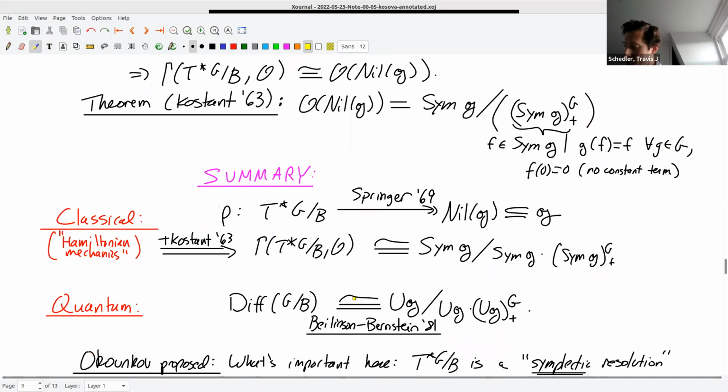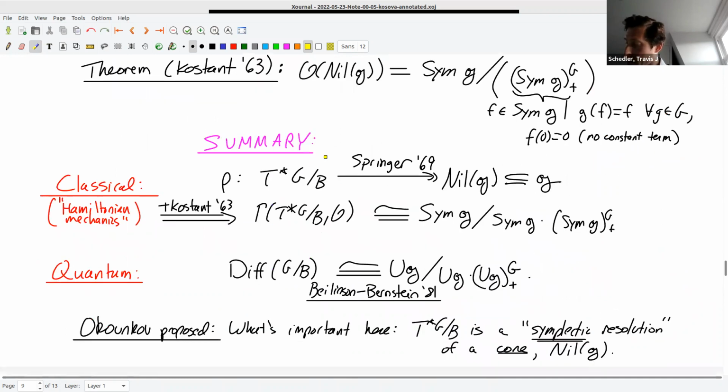So the summary of all this is we have the classical picture, which is Springer's picture, where you take a phase space in classical mechanics, but with the flag variety as your position space, and that has this close relationship to nilpotent transformations in the Lie algebra. It's this resolution of singularities. So they have the same global functions.